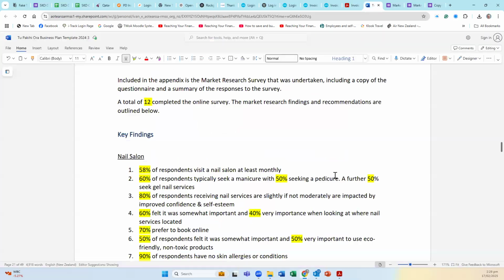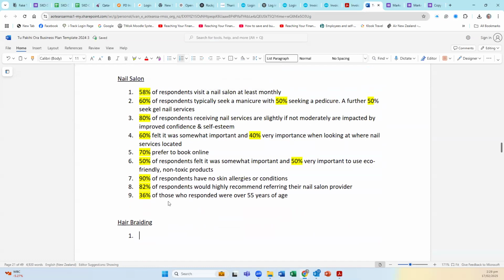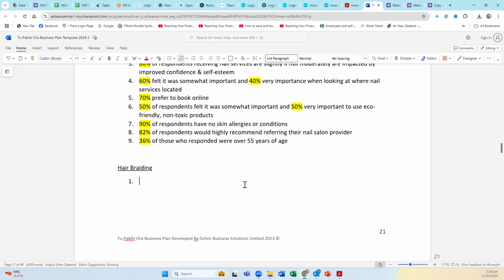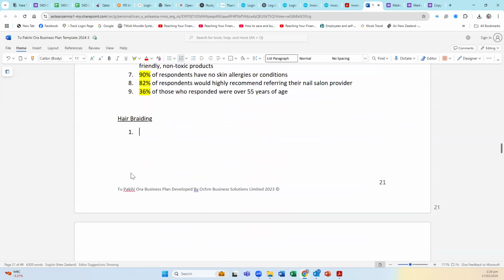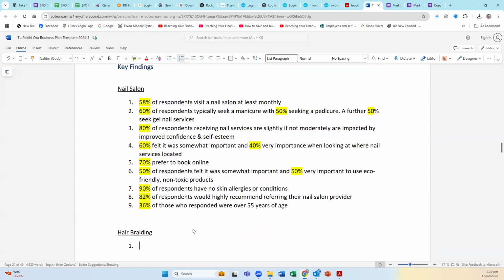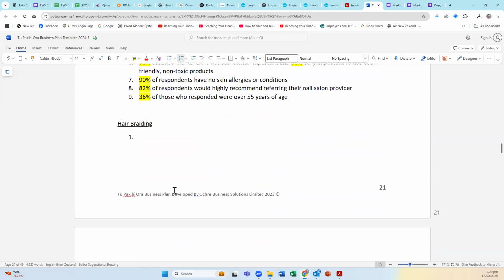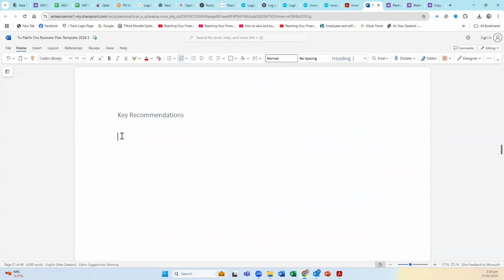And then we come on here and put it under number 1. So this will be number 1 again, and you go through the same process that I just went through up the top for the nail salon. You go through the same process for the hair braiding. Once you've done that, we can look at the recommendations based on the findings. So if we go back down to the bottom, I'm going to do some key recommendations for the nail salon, given that we've already done the findings.